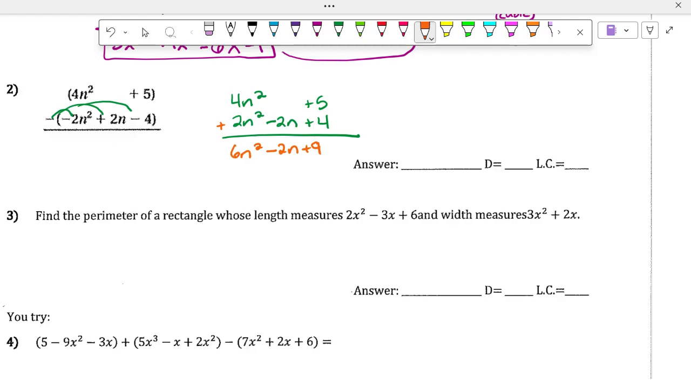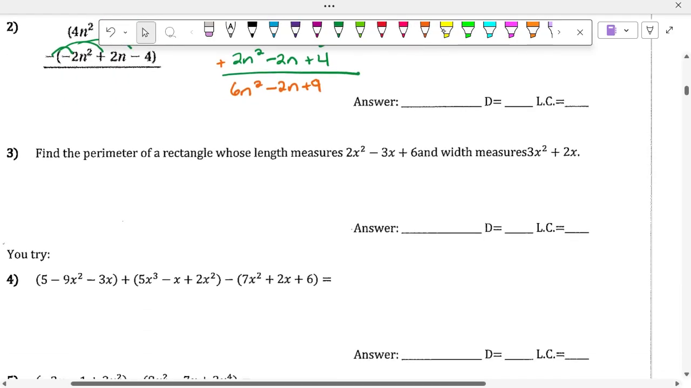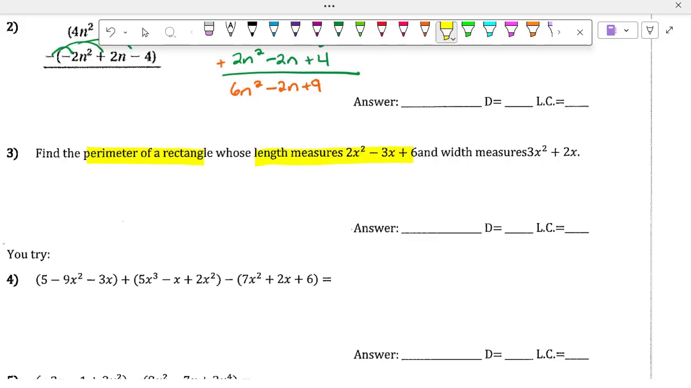Now, for number 3, we're just going to talk about how you would set this up. Okay? So for number 3, if we're talking about the perimeter of a rectangle where the length is represented by 2x squared minus 3x plus 6 and the width is 3x squared plus 2x, how would I figure out what expression represents the perimeter? How do I find the perimeter of a rectangle? Add up all the sides.